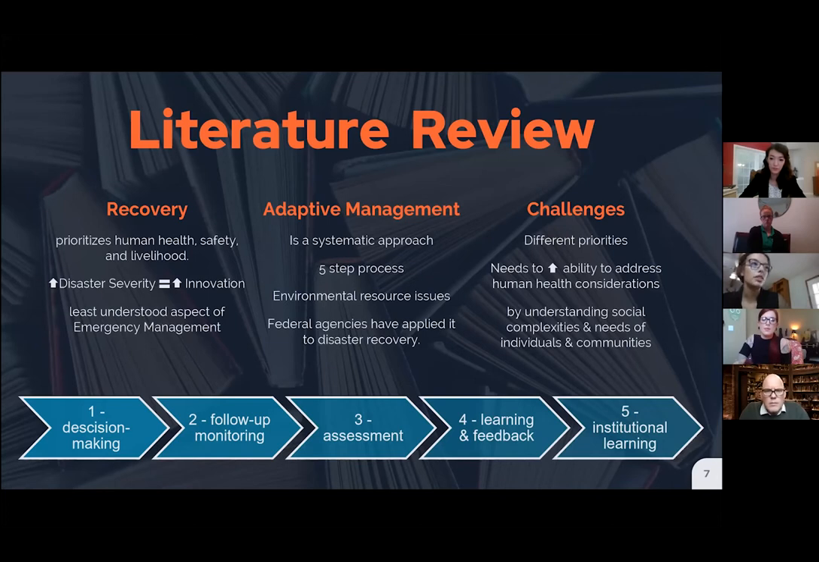These limitations are the basis of my paper and research, which considers transforming components of these programs to create a new management cycle that is better suited for disaster recovery operations.